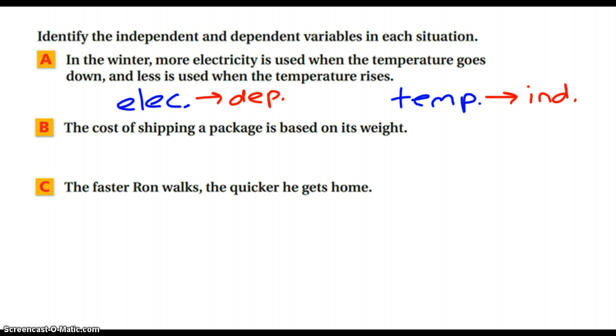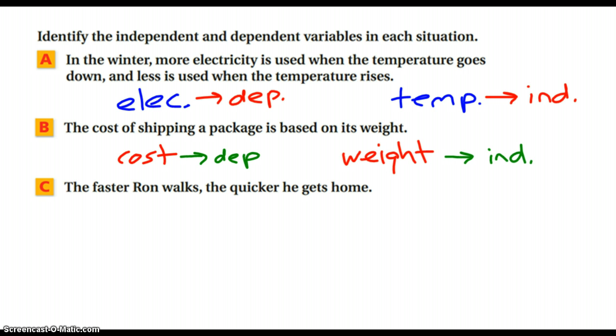So let's look at B. The cost of a shipping package is based on its weight. Okay, so we have cost, and we have weight. The cost depends on what the weight is. So here's my dependent, and here's my independent. So input and output. Stuff that you've been doing already that you just didn't realize you were working with.